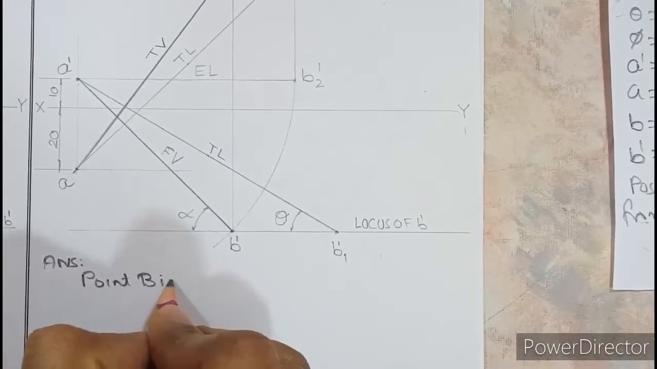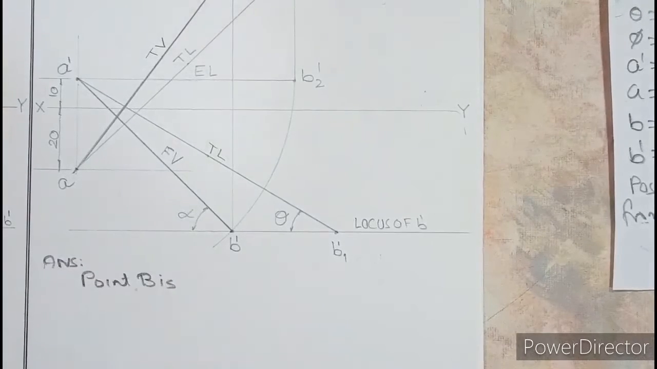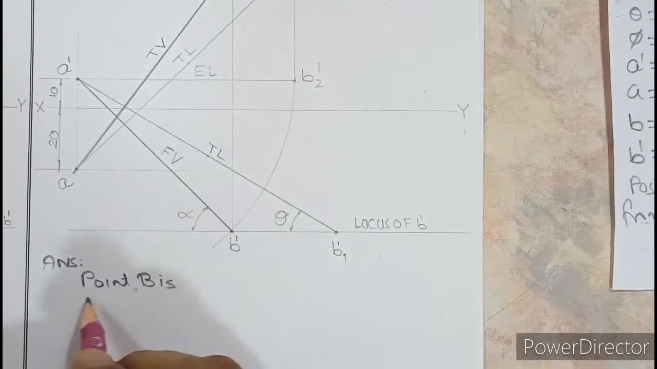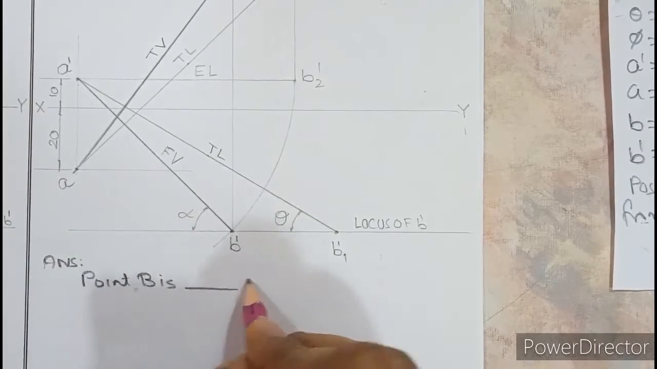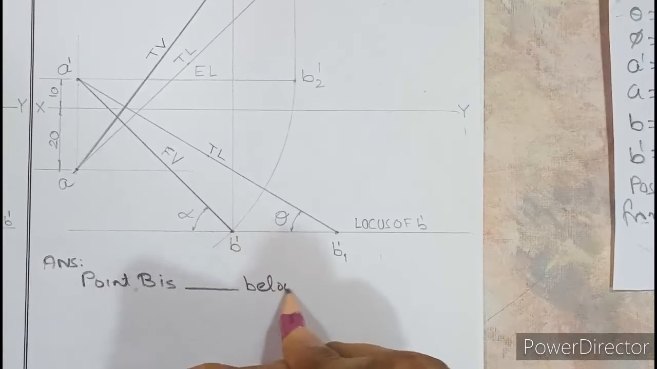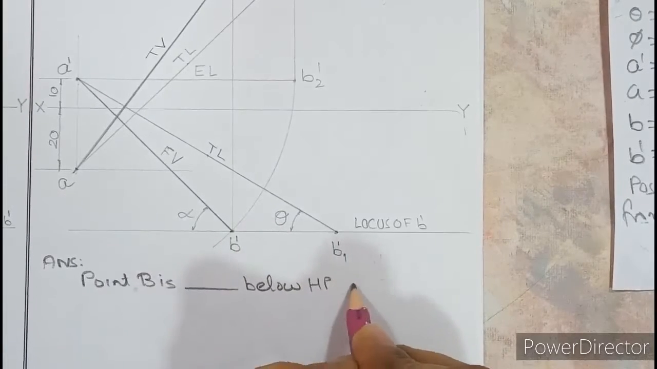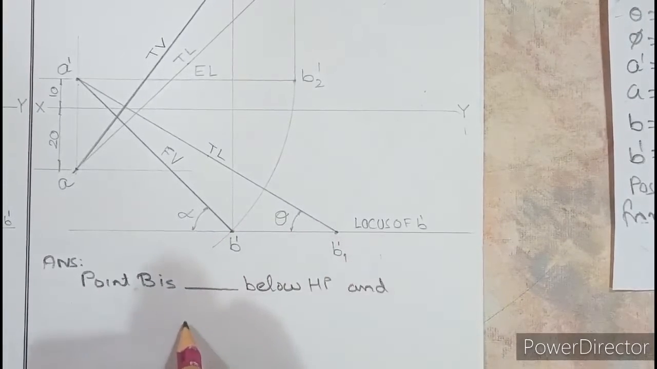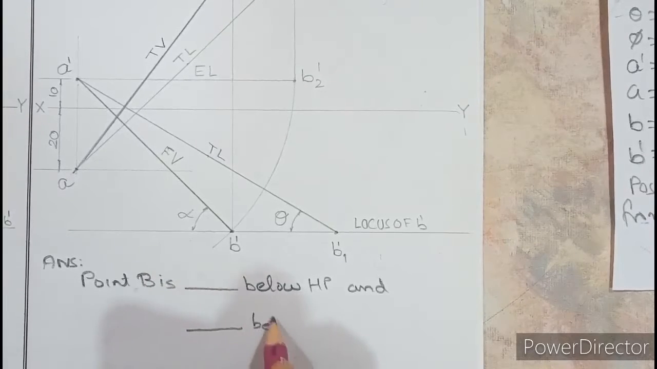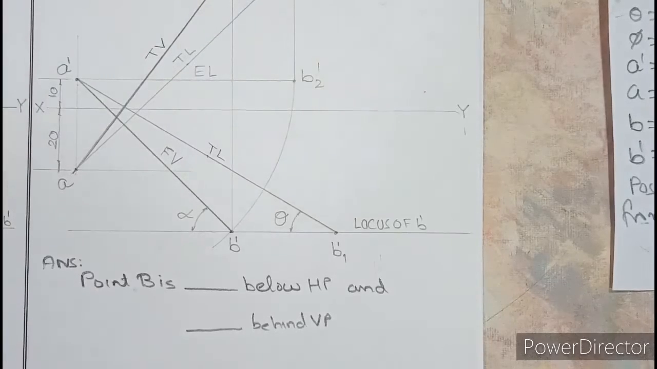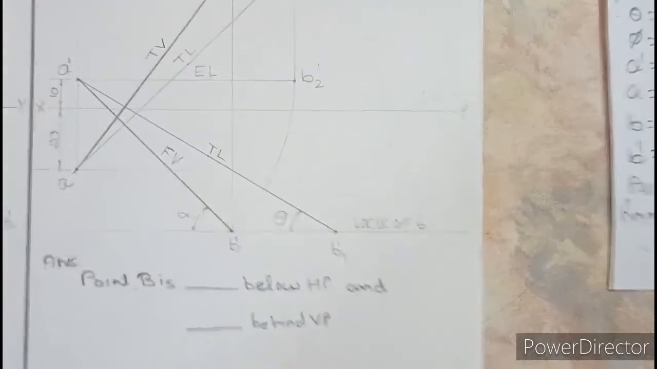is. Now when a point lies in the third quadrant, what we used to say is it lies below HP and behind VP. So point B is dash how much below HP and dash behind VP. So you need to write with respect to HP and VP as it is asked in the question. Okay, so how will you find out how much it is below and how much it is behind?